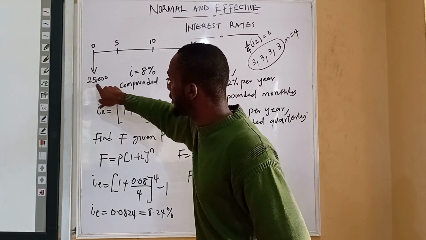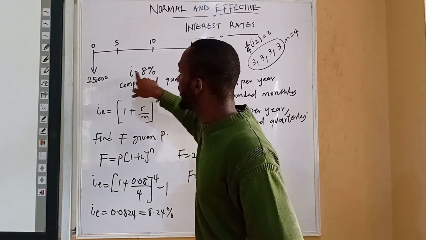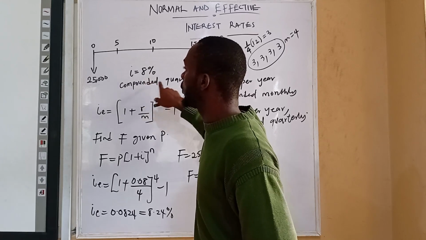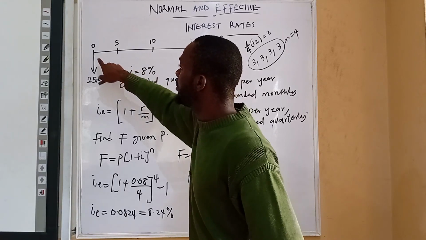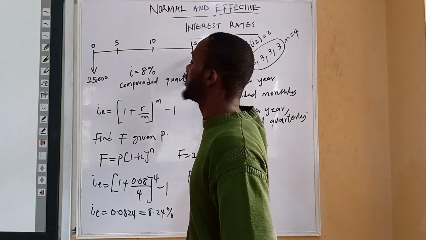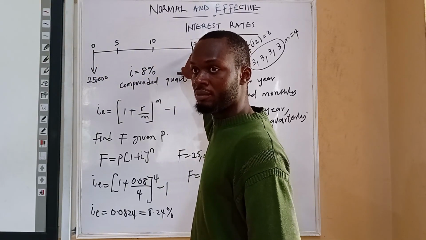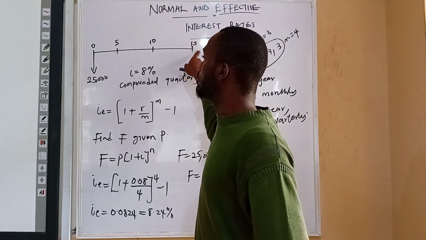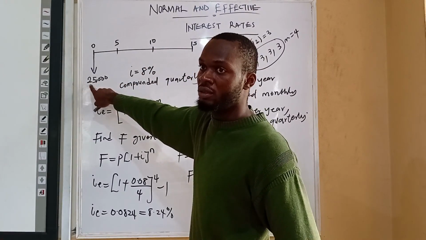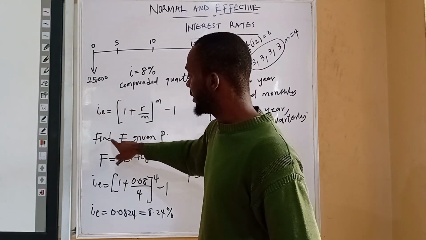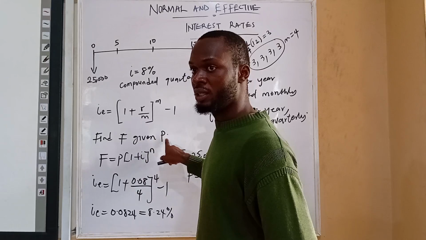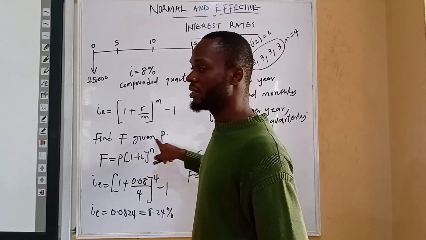The person invested this money at an interest rate of 8% that is compounded quarterly, and intends to keep this money here for 15 years. They're asking you how much this money will be worth in 15 years' time. So we want to find the future worth of this present value. Hence, that's why we find F, given P. Find the future given the present.